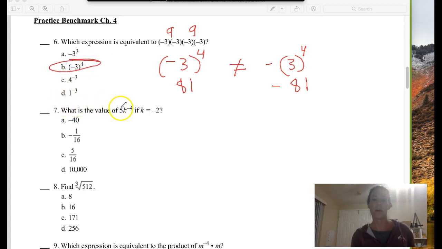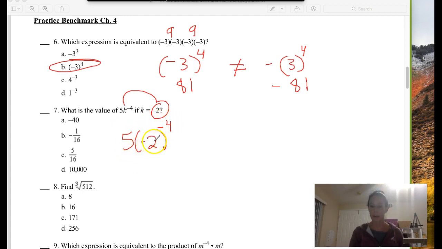What is the value of 5 K to the negative 4th if K is negative 2? Careful of all these negatives, all right? So I'm going to plug in negative 2 where there's a K. 5, and where there's a K, and anytime I have a negative, I would like to do a parentheses. So this is in my parentheses, that was K, and I'm taking that to the negative 4th power. So when I do that, this means 5 times negative 2 to the negative 4th.